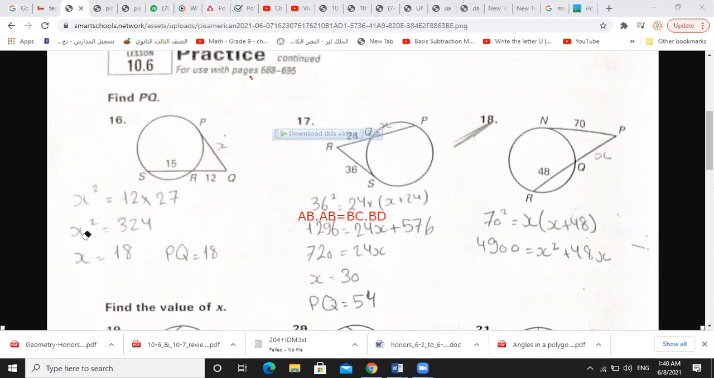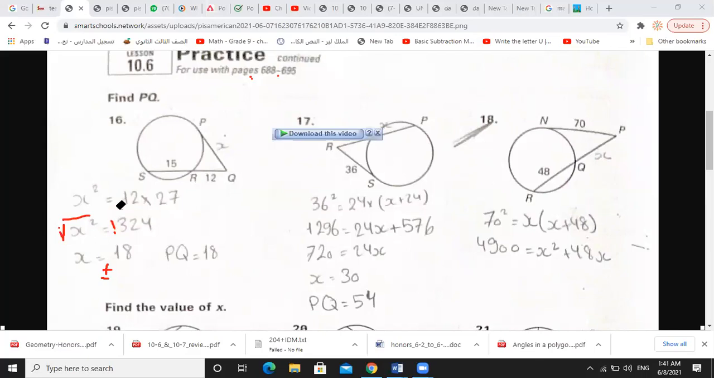Let me say something. If you have X squared equal to 324, the answer should be what, grade 9? The square root. For any equation, if we want to find X when X squared equals 324, the answer should be positive or negative 18, right? But in this case, we will not accept negative. Why will we not accept negative, grade 9?